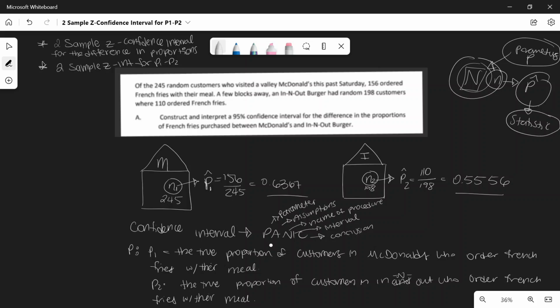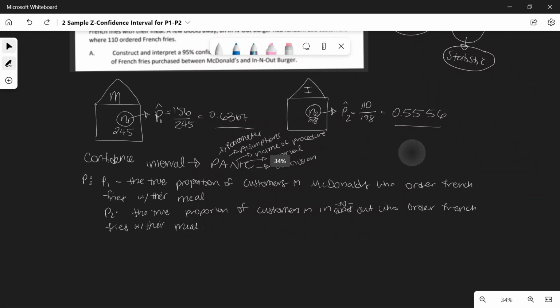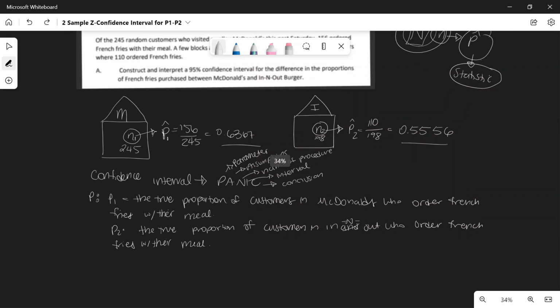So that true proportion is a parameter. Anything that is from a population is a parameter, and anything that's from a sample is a statistic. So this is P1, parameter 1, and then parameter 2. These are what we're trying to estimate using our statistic that we got from our samples here. Okay, so that's our P. So you always want to make sure to define your parameters.